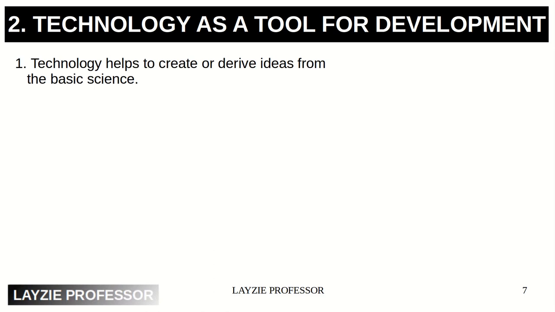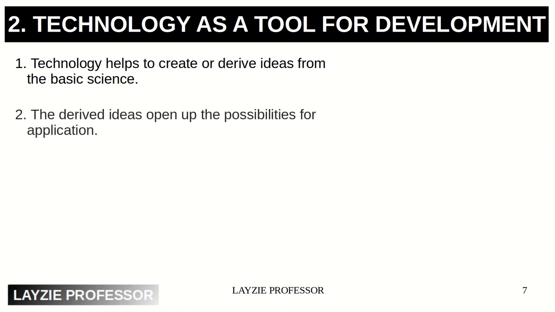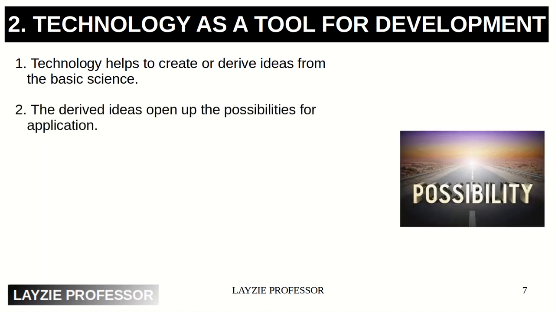Technology helps us to create or derive ideas from the basic science. Once we have scientific ideas, they are just abstract. But once we're able to take these abstract ideas and apply them to create technology, then we've moved a step beyond these abstract ideas towards building something which can actually touch on the lives of people. And these derived ideas open up the possibilities for application, because once these ideas are packaged, then the thinking can be done as to how these can actually apply or affect the lives of people.